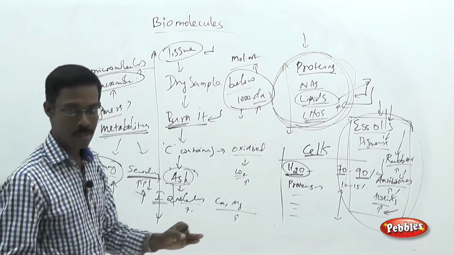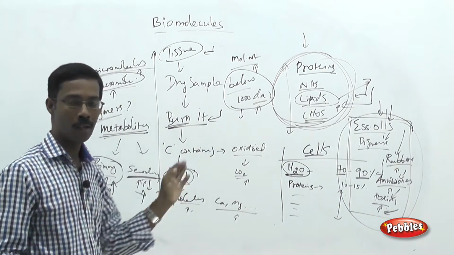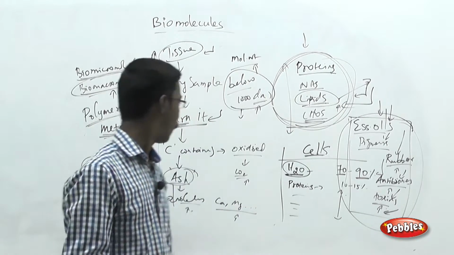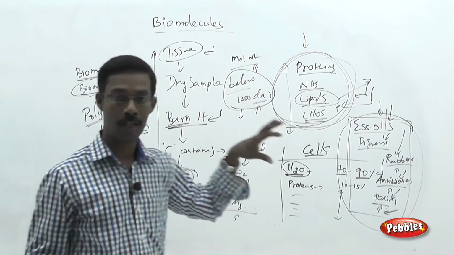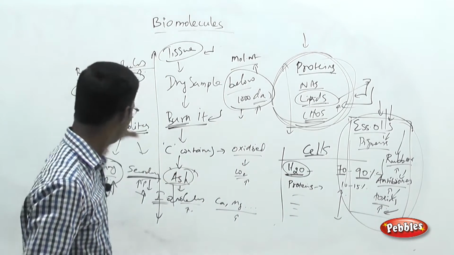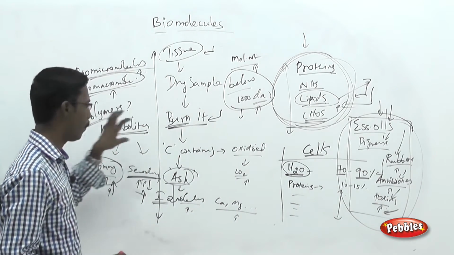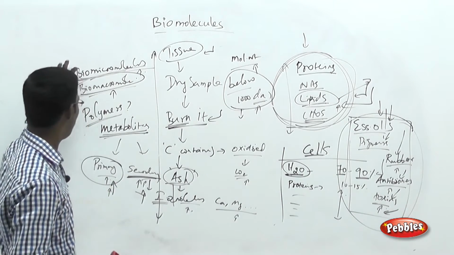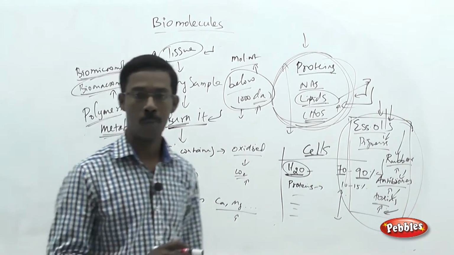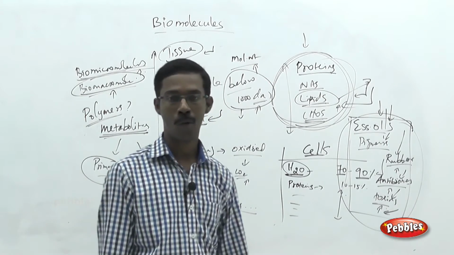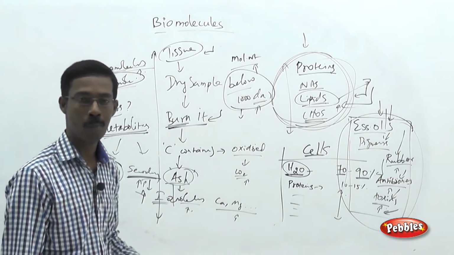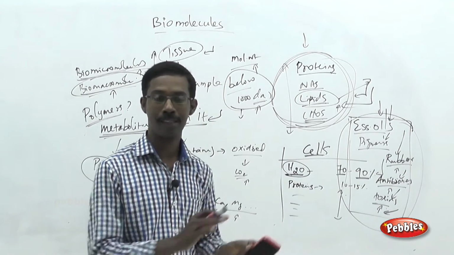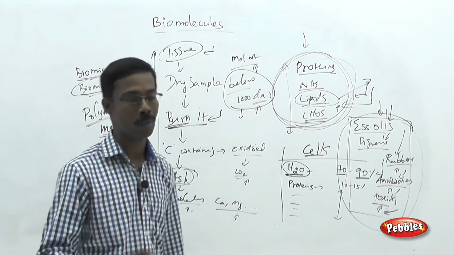Biomolecules and the chemistry behind the biomolecules, inorganic and organic chemical elements, and the chemical analysis, the acid soluble analysis and the ash, the burning analysis. Then we studied the primary and secondary metabolites, then biomicromolecules and biomacromolecules. And now we are going to see each and every type of biomolecule one by one, with their structure and their functional role in the cell.